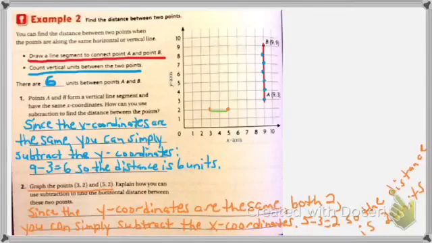So it says graph points (3, 2) and (5, 2). I did. And it says explain how you can use subtraction to find the horizontal distance between these 2 points. So the answer is, since the y-coordinates are the same, both 2, you can simply subtract the x-coordinates. 5 minus 3 equals 2. So the distance is 2 units. And when I look back up at this graph, my green line shows me that the distance between the 2 orange dots is indeed 2 units.